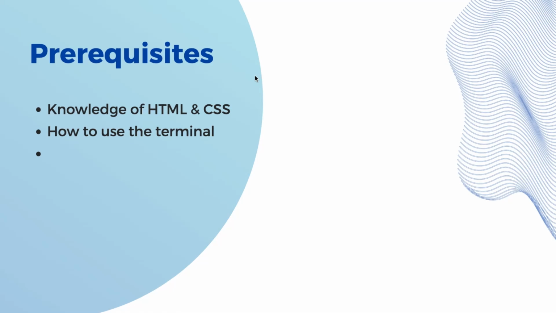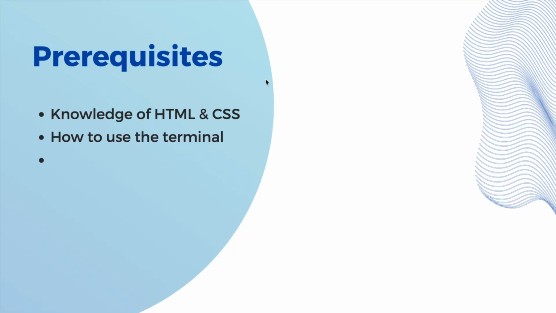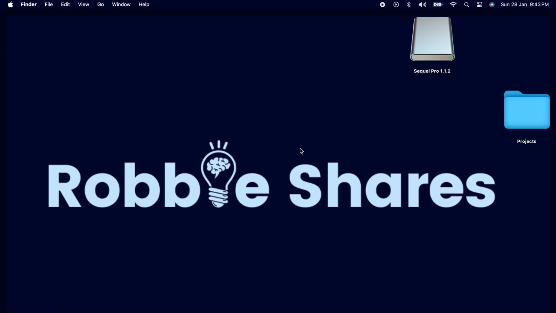Now, the basic things you should know before touching or learning to use Tailwind CSS are HTML and CSS. You should have basic knowledge of these two before you go into learning Tailwind CSS. Also, you should learn how to use the terminal, because that's what we are going to use to install Tailwind into our project. So let's jump right into installing Tailwind into our project and then having fun with it.